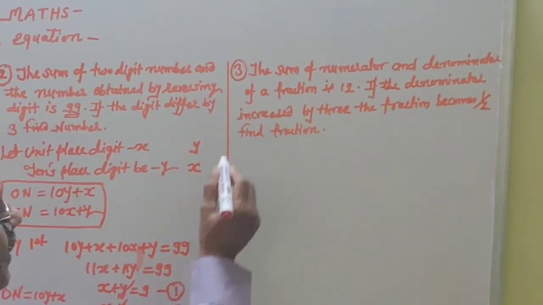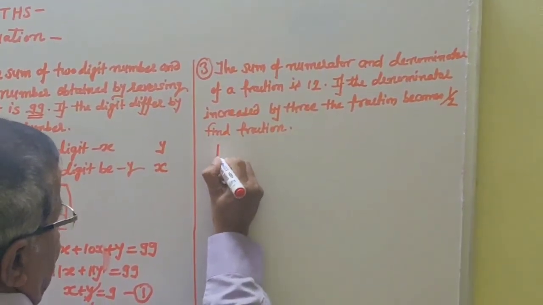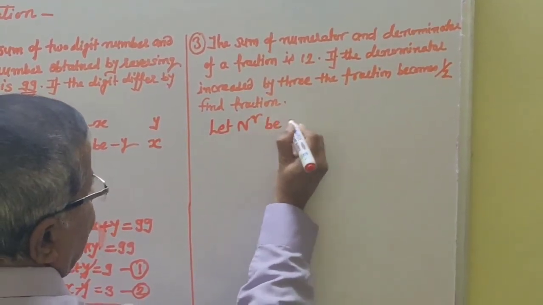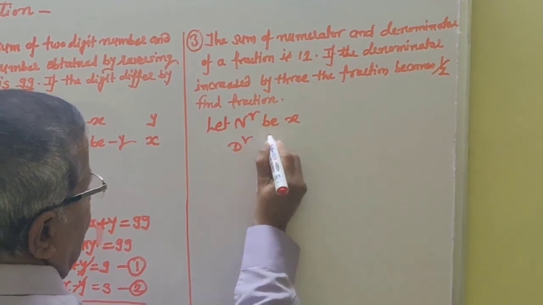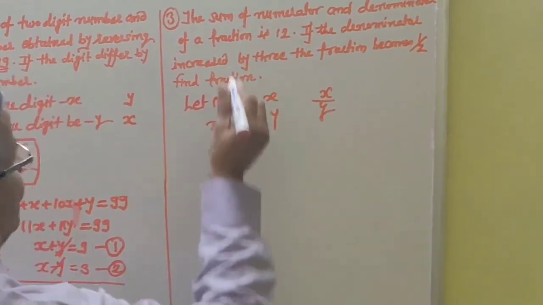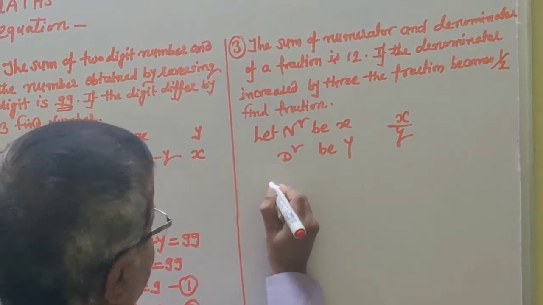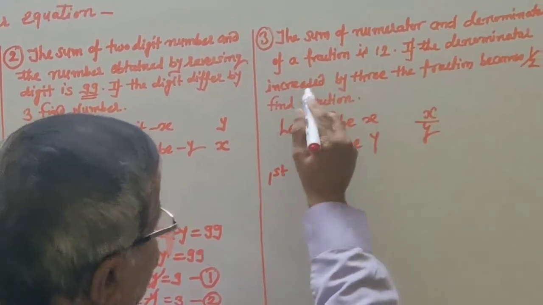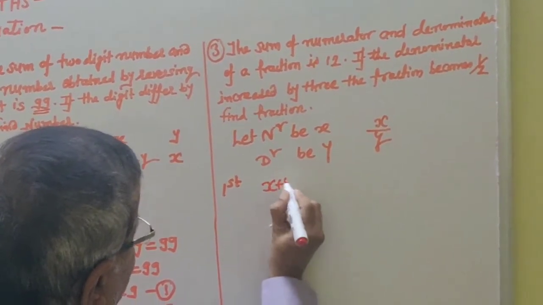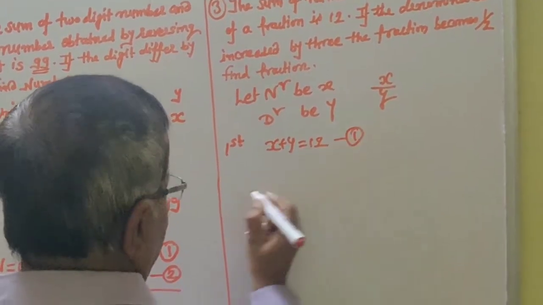Now we will go to the third problem. The sum of the numerator and denominator of a fraction is 12. In the fraction, let the numerator be x and the denominator be y. The fraction is x upon y. The condition given in the problem is that the sum of the numerator and denominator of the fraction is 12. Therefore the first condition is x plus y is equal to 12. This is my first equation.